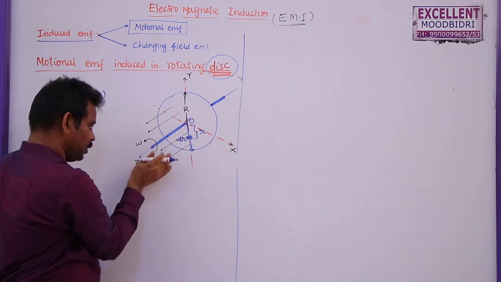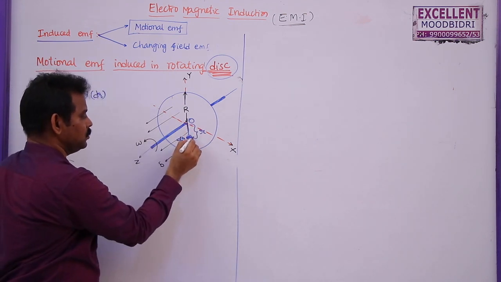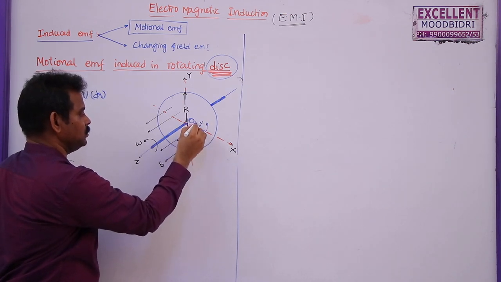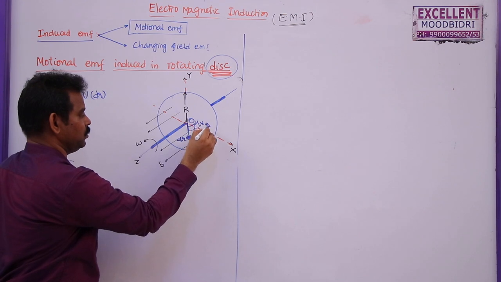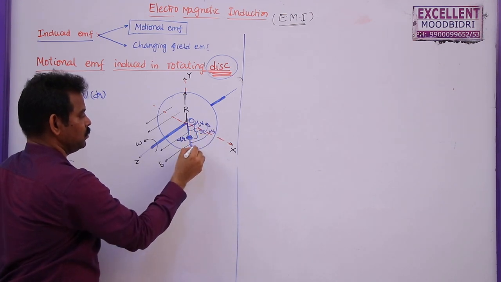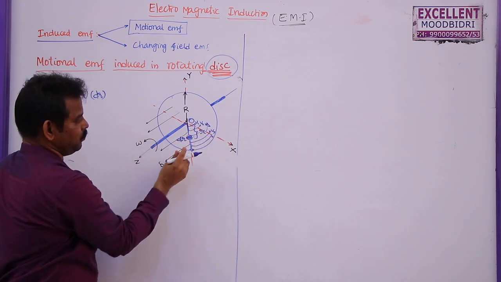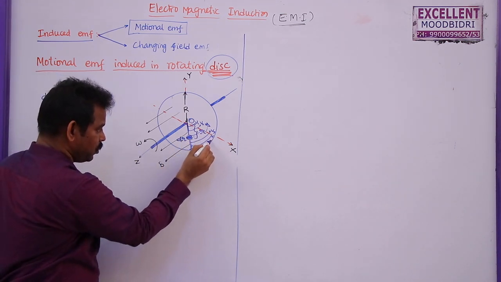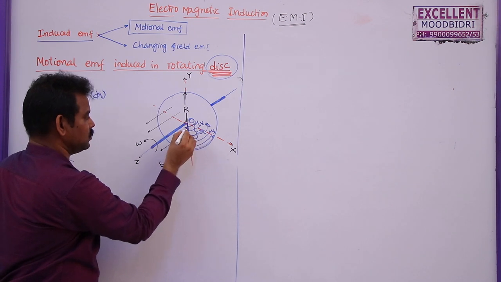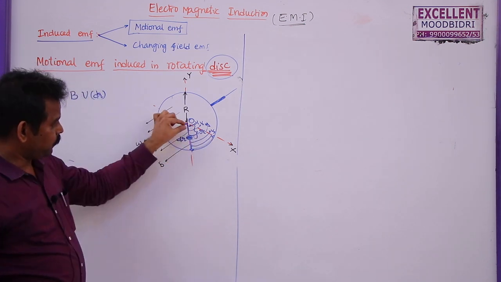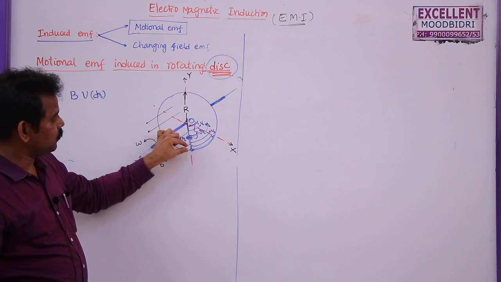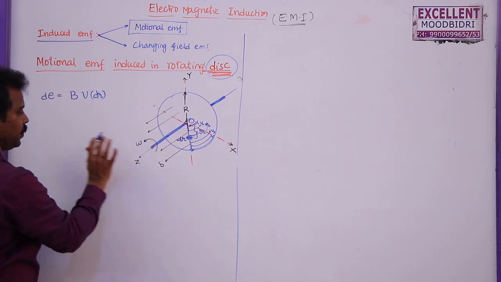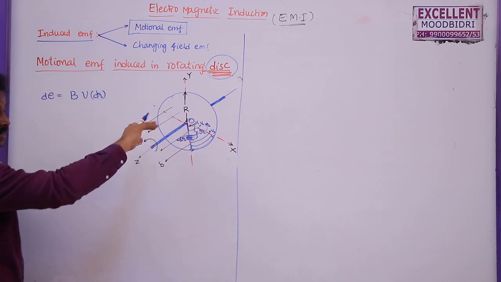Why are we taking integration here? This portion, when rotating in this direction, will have a different linear velocity from this one. The velocities are V1, V2, V3, V4, V5. In the same time interval, this will come here and this will go there, so one travels more distance and the other travels less distance. That means different parts of this disc will have different speeds. That's why I am taking a small portion and integrating.